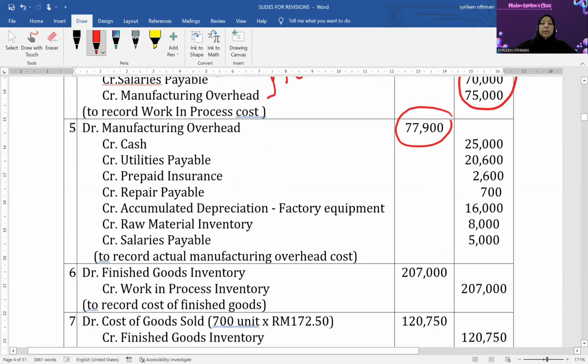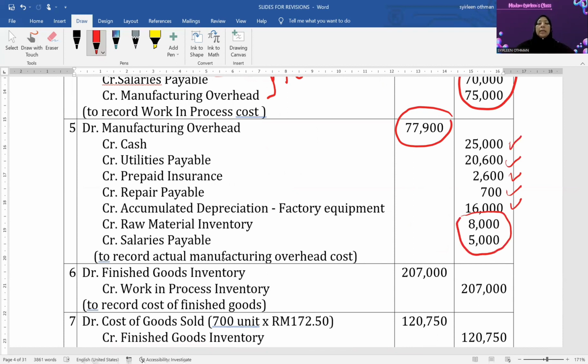So I have here cash, and in the brackets just now: cash, utilities payable, prepaid insurance, repair payable, and accumulated depreciation. And here, I also include your indirect material and indirect labor given in information 2 and information 3. All right, so you can do this separately. That means we separate indirect labor and indirect material in one journal. But actually that item can be included in one journal, no problem.